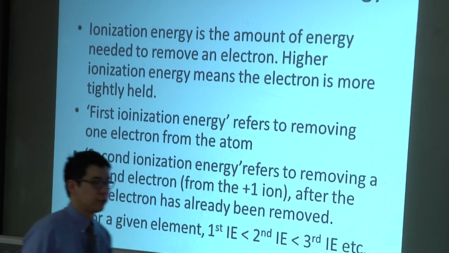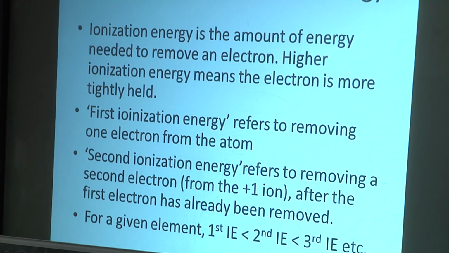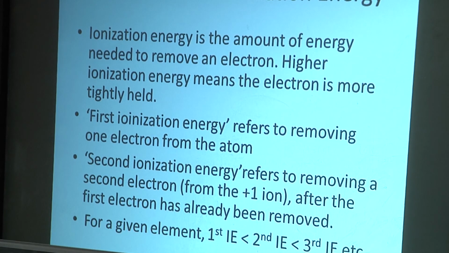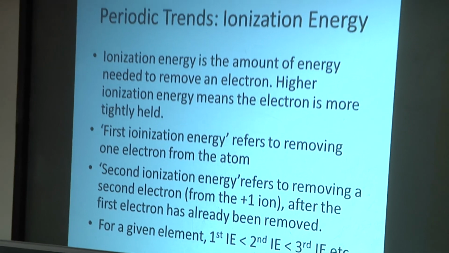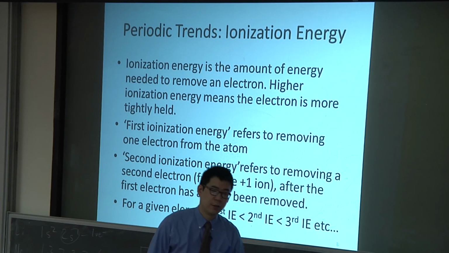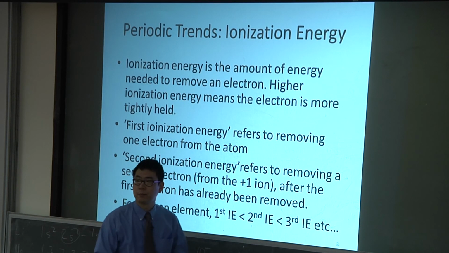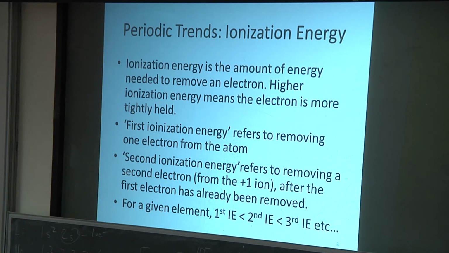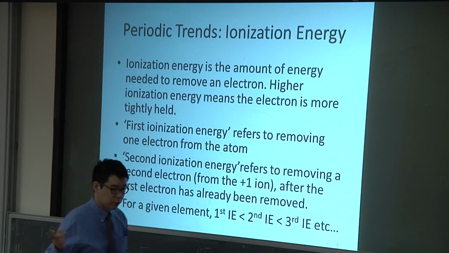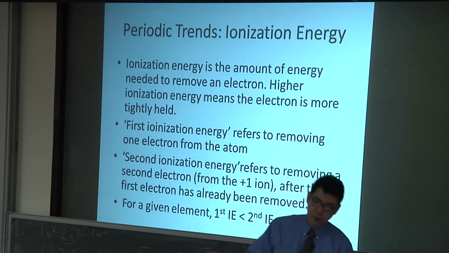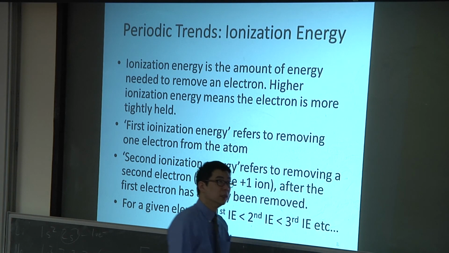One more that we're going to try to start here anyway, and this is ionization energy. Ionization energy is the amount of energy you need to remove an electron. Higher ionization energy means that you need more energy to remove an electron, and so the electron is more tightly held. The first ionization energy refers to the energy needed to remove the first electron. The second ionization energy refers to removing the second electron, and so on.